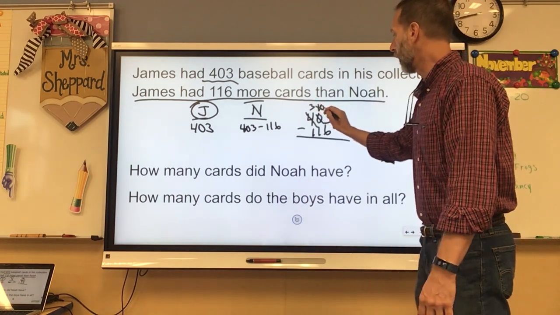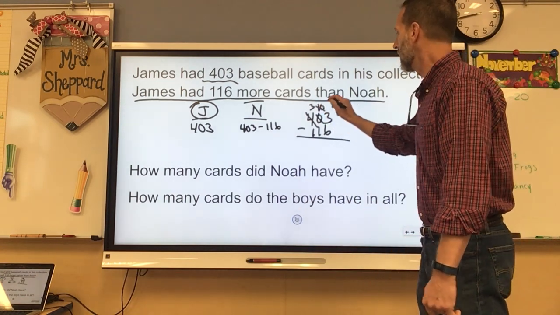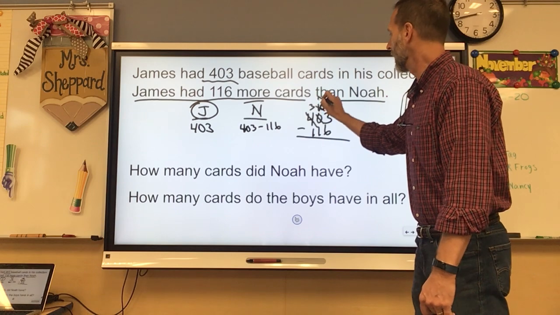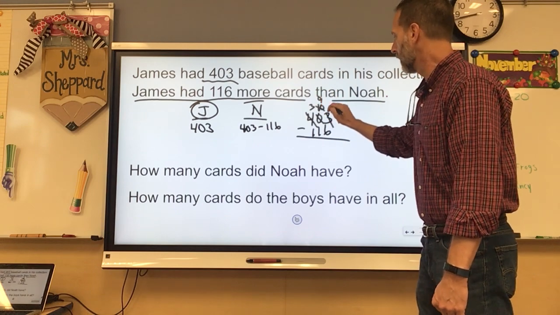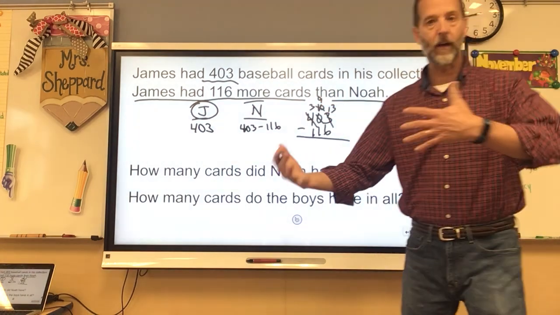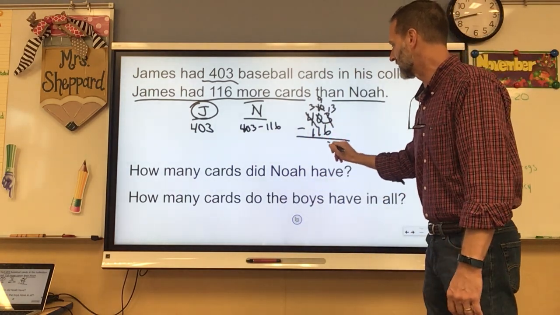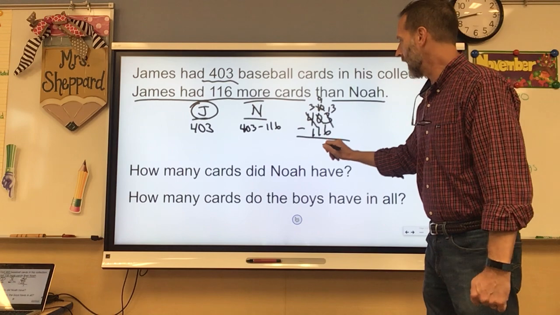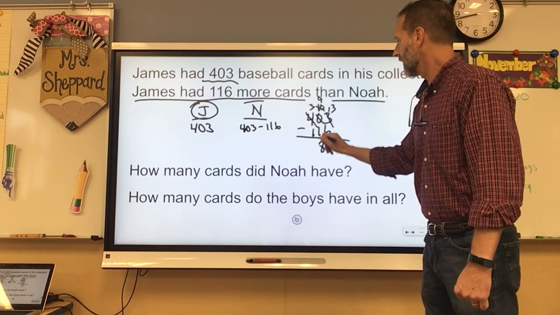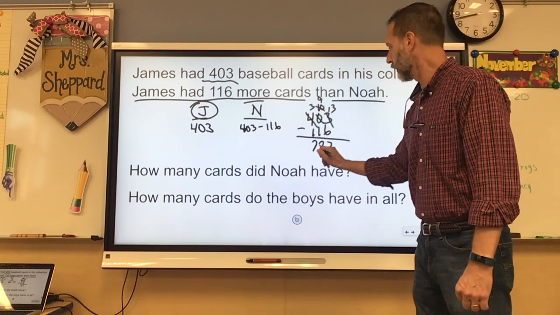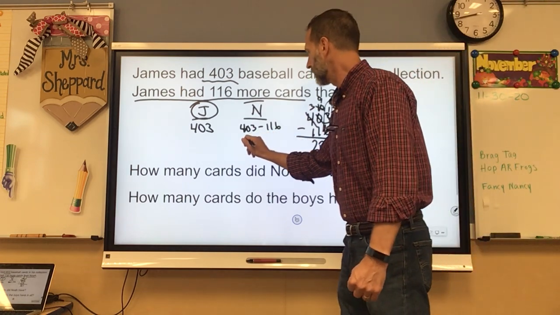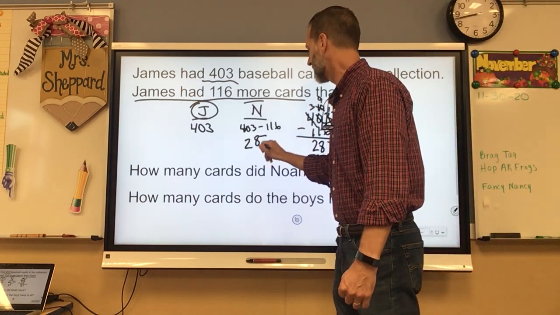I'm going to go smaller here on that 10. That's going to be a 9. And now my 3 becomes 13. Now that I've regrouped, I can go ahead and get my answer. 13 minus 6 is 7. 9 minus 1 is 8. And 3 minus 1 is 2. And now I know that Noah's number is 287.